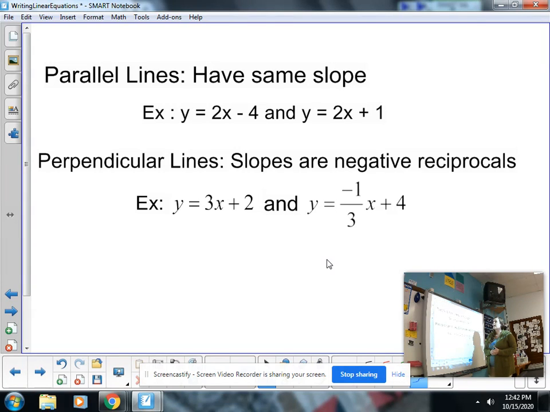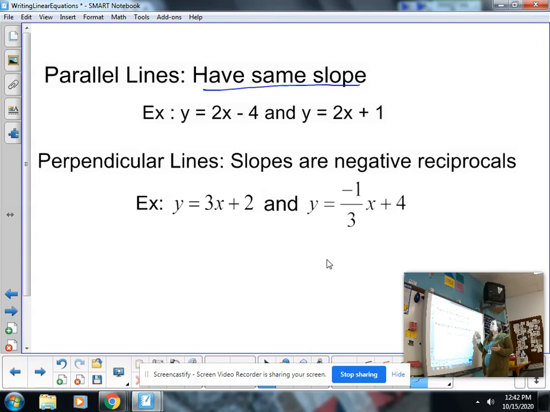lines that we had in some of the past videos, but now we're going to be focusing on parallel and perpendicular. Previously, we've talked about parallel and perpendicular in terms of just the slopes, but now we're going to be finding the equation of the entire line. So parallel lines are going to have the same slope.